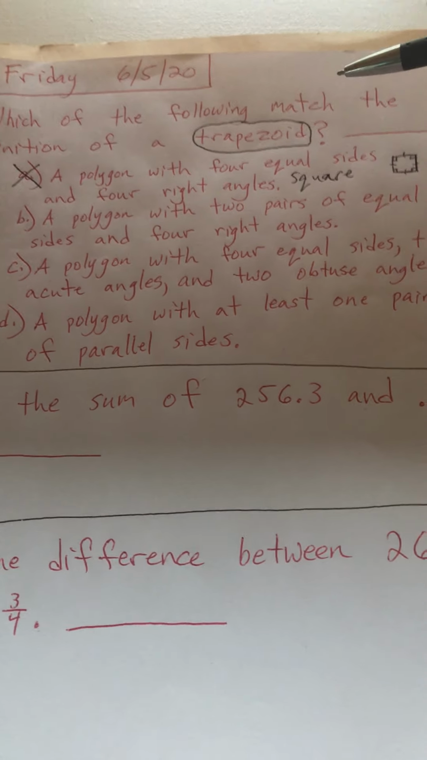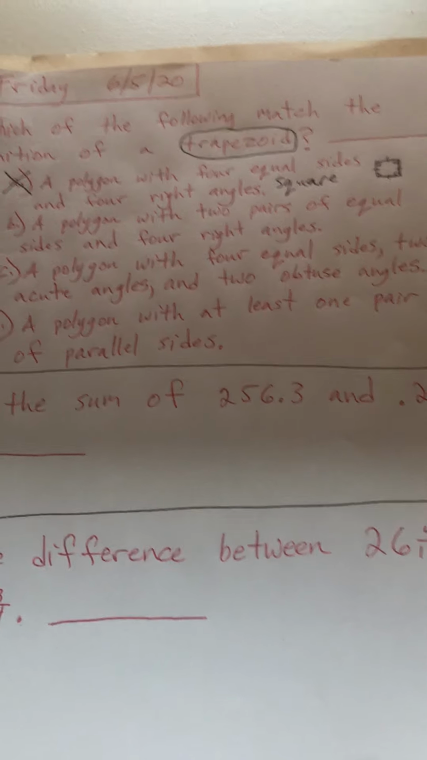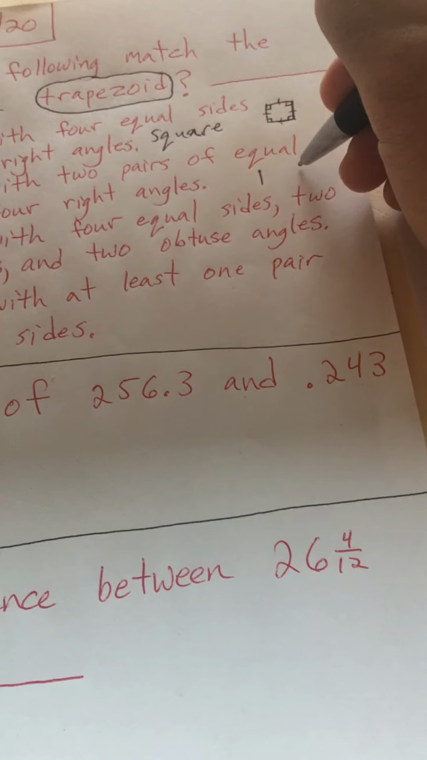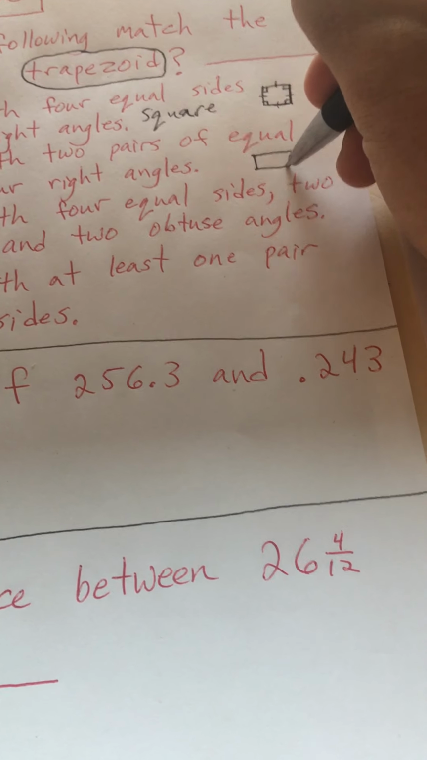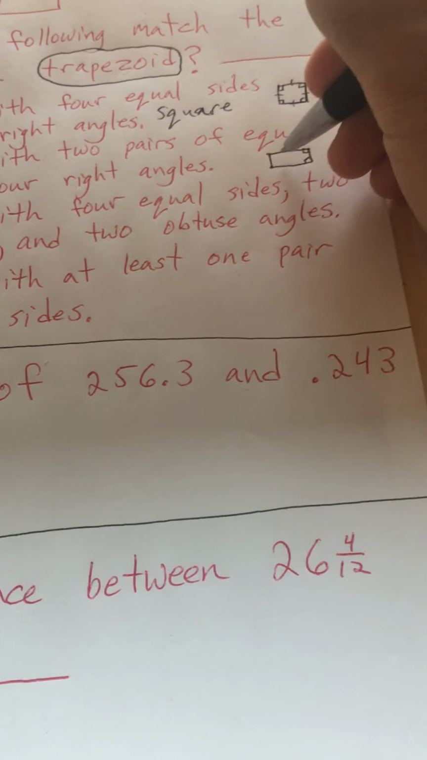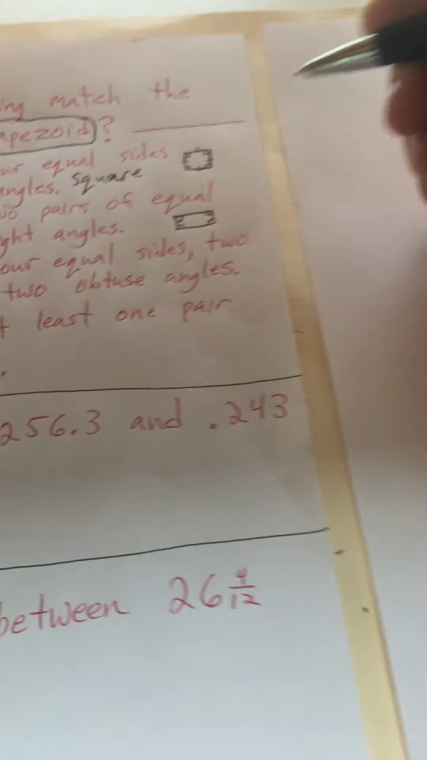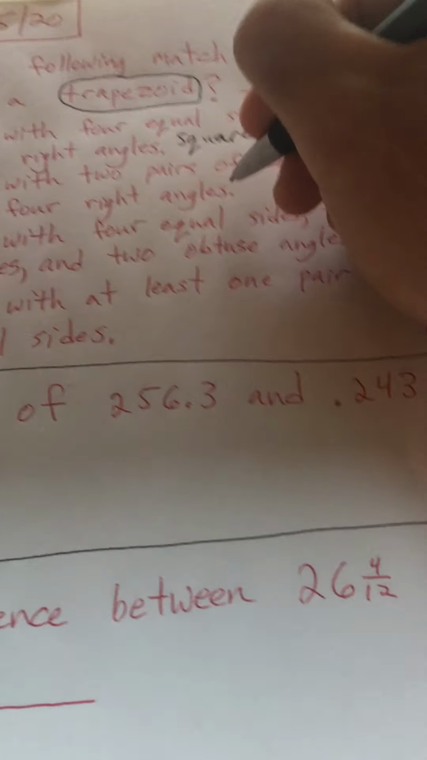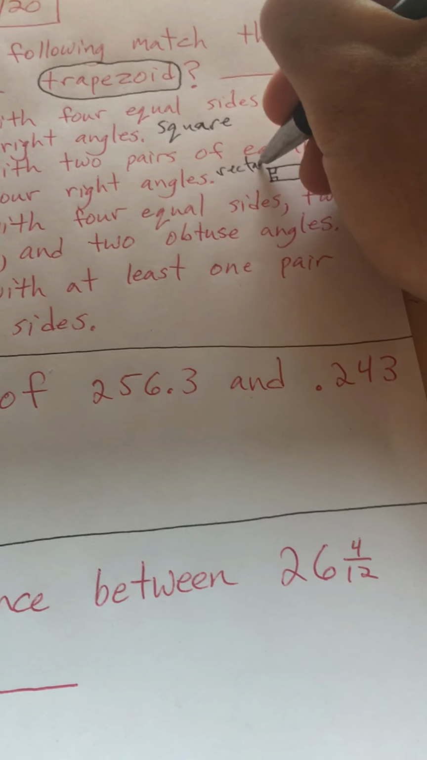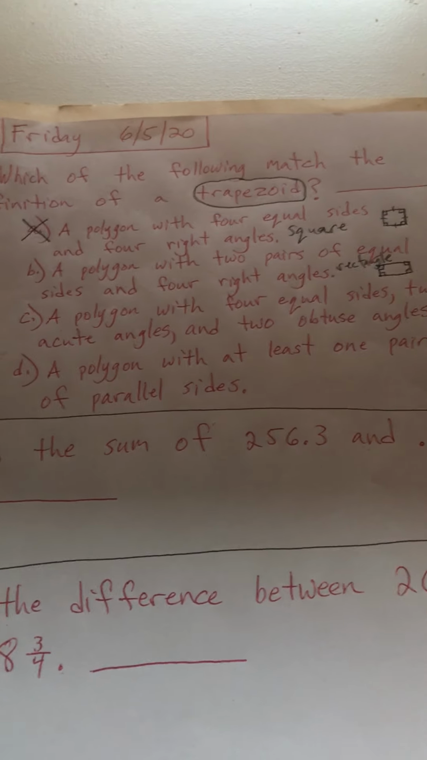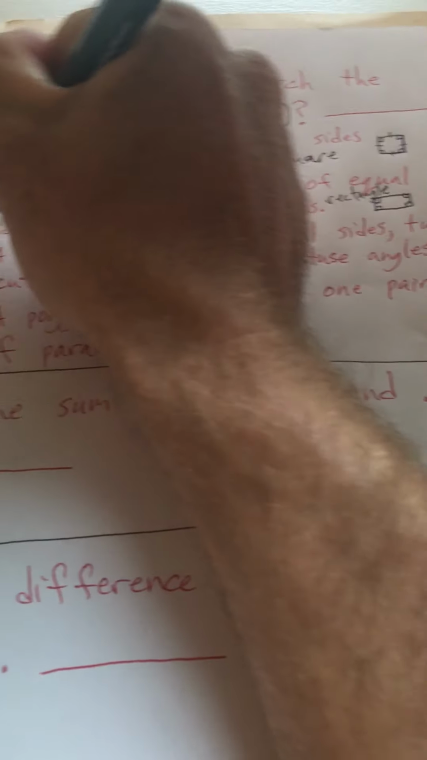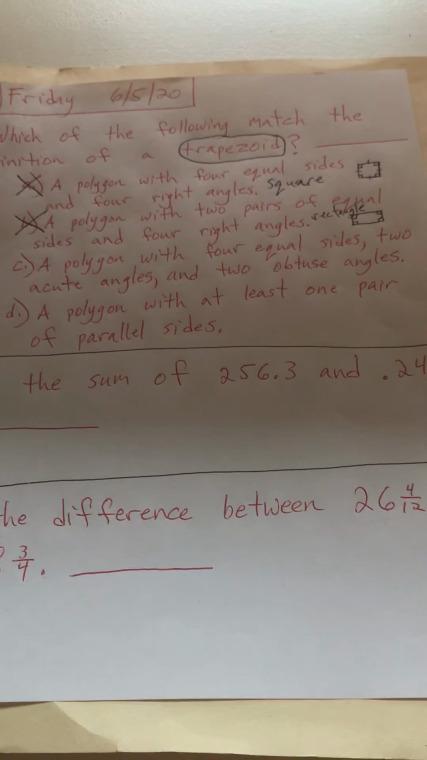Let's look at B. A polygon with 2 pairs of equal sides and 4 right angles. So 2 pairs of equal sides, like that pair is equal, and this pair is equal, and they have 4 right angles. We call this shape a rectangle. That's the name of this polygon that they described here. 2 pairs of equal sides, 4 right angles. That is a rectangle. So let's continue.